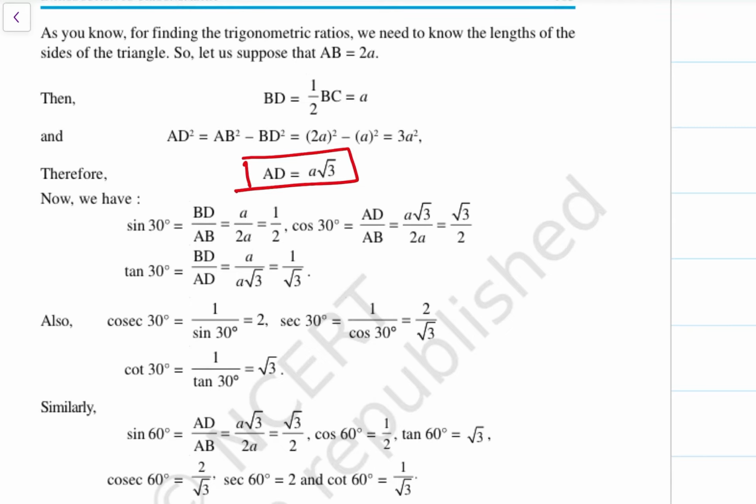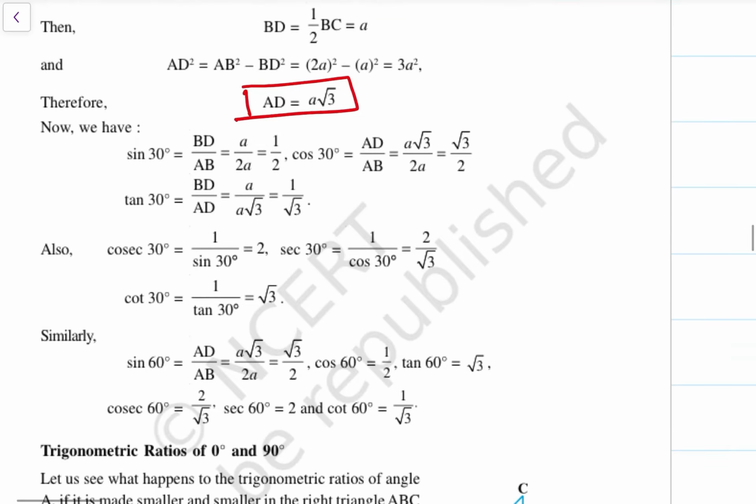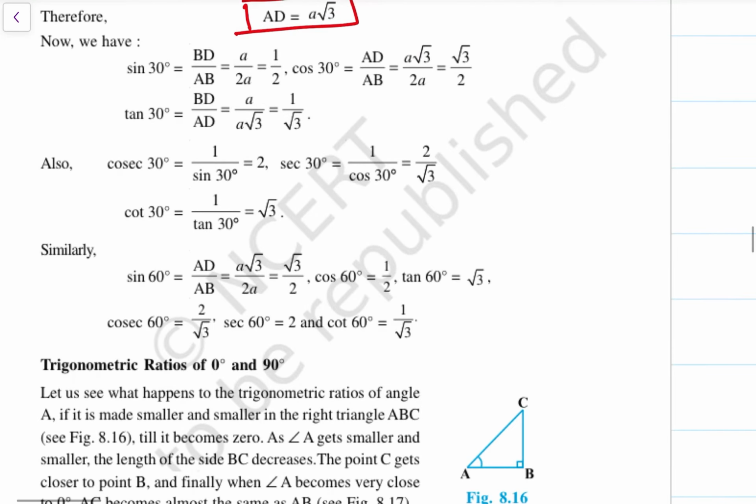Cos 30 is AD upon AB, adjacent upon hypotenuse, which is a root 3 upon 2a, equal to root 3 upon 2. Tan 30 is equal to BD upon AD, which is a upon a root 3, equal to 1 upon root 3. Cosec 30 is 1 upon sin 30, which is equal to 2. Sec 30 is 1 upon cos 30, which is equal to 2 upon root 3. Cot 30 is 1 upon tan 30, which is equal to root 3.